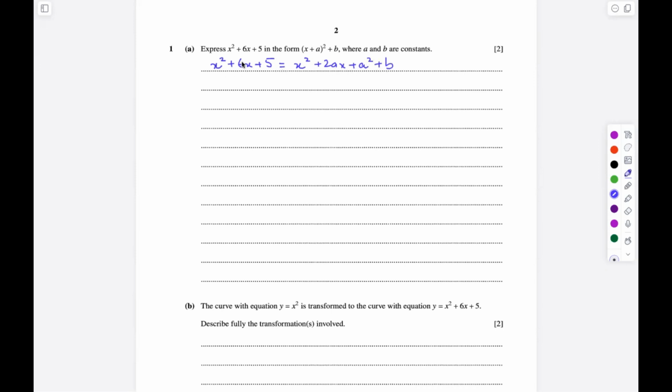Now comparing the coefficients on the left and the right hand side. The coefficient of x on the left hand side is 6 and on the right hand side it is 2a. So we can write 2a equals 6. So the value of a will be equal to 3.